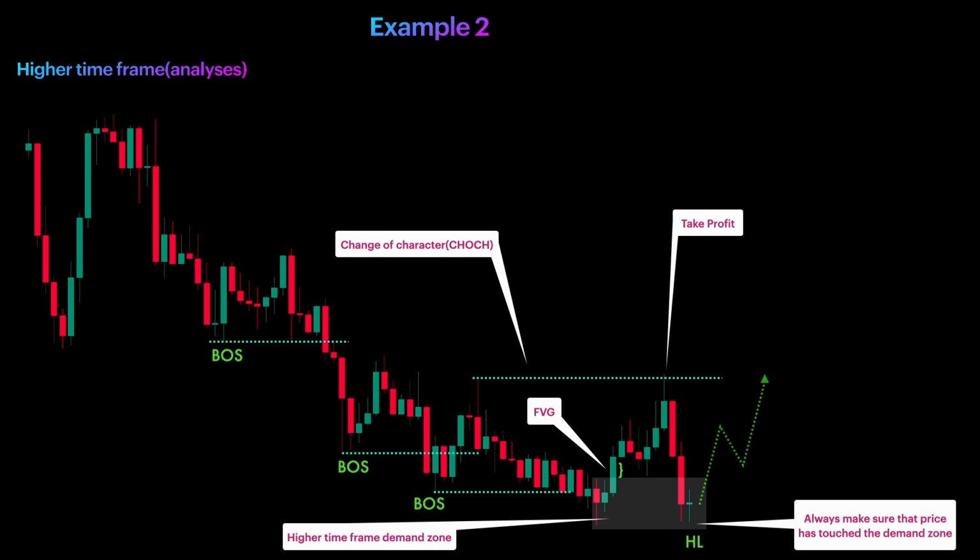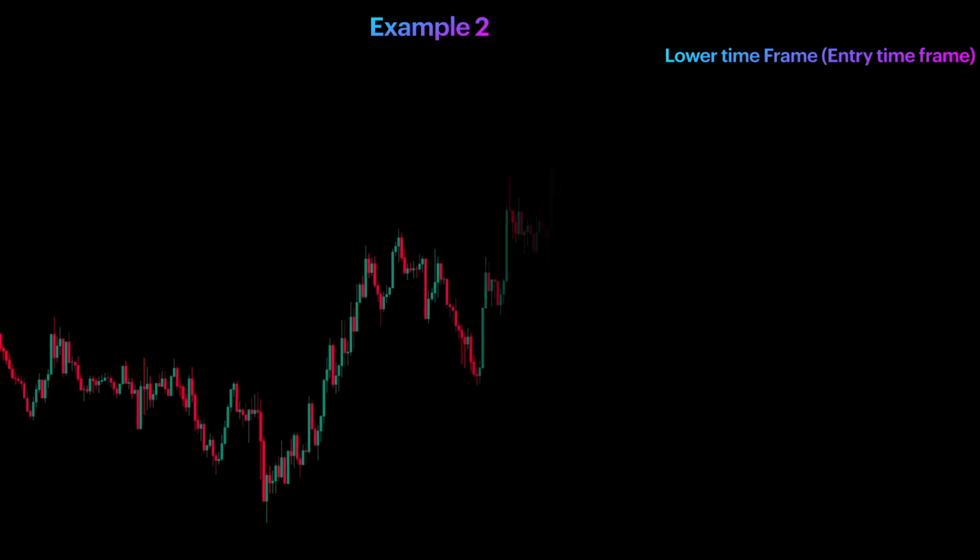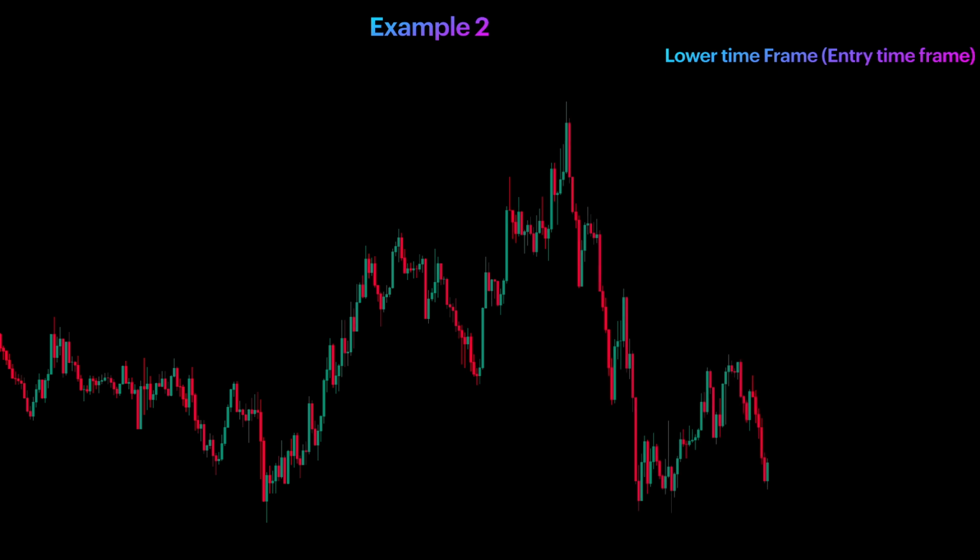Our overall prediction will look something like this. Because we are still in a reversal pattern, we have to make sure that we always secure our profits and hold another trade for the rest of the trend. Now moving on to the lower time frame. We will follow the same rules over and over again, because this is what we call following a trading plan.